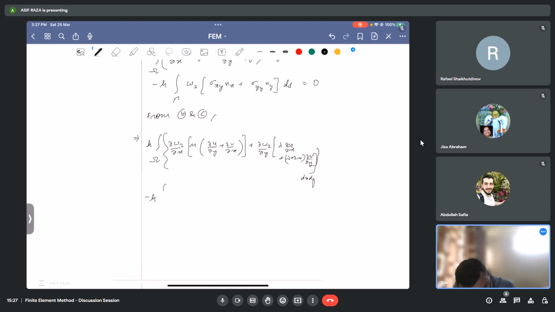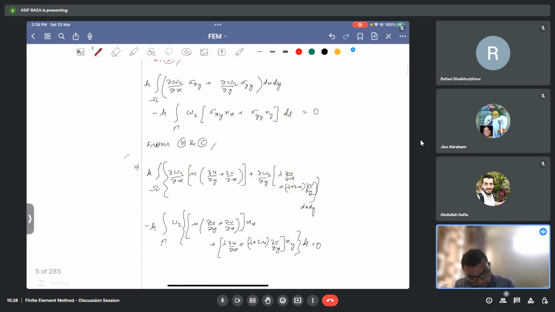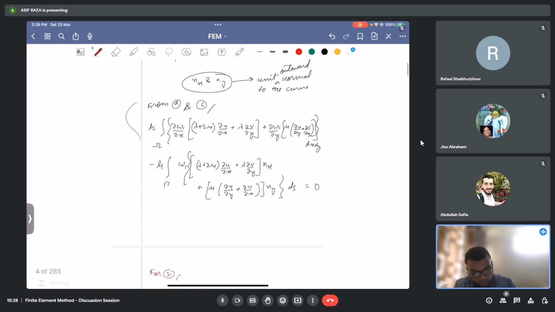minus h, w2, sigma xy is again mu del u by del y plus del v by del x, in nx, plus lambda del u by del x plus lambda plus 2 mu del v by del y, ny, ds equal to 0. Okay, so these are the weak forms corresponding to our 2D elastic case.